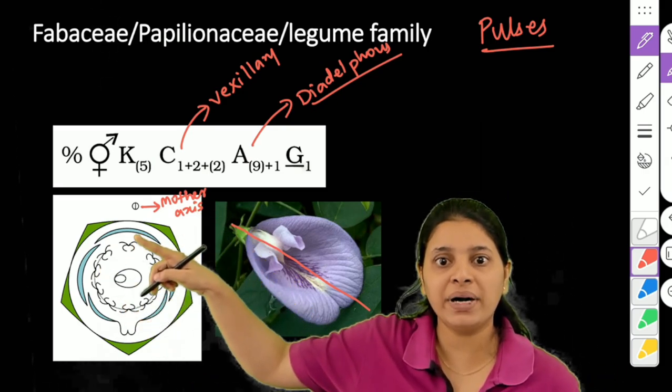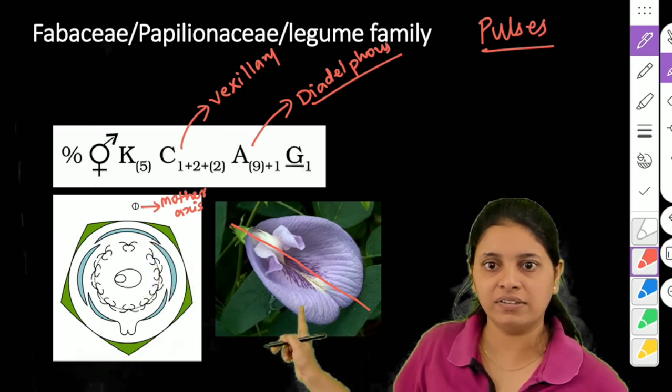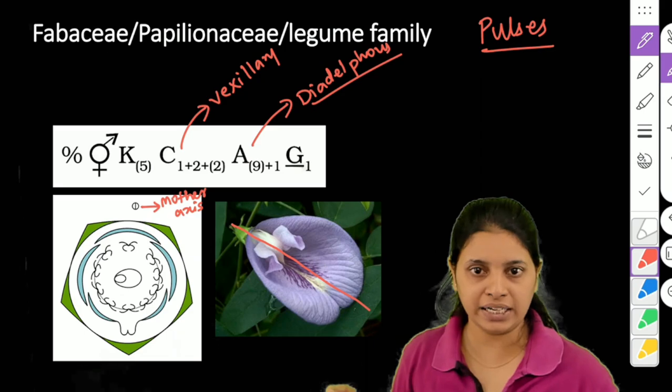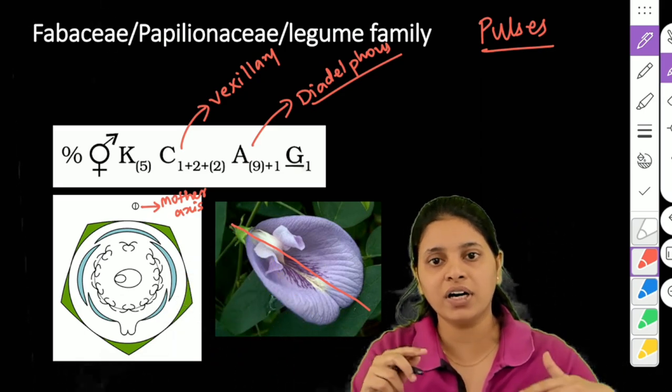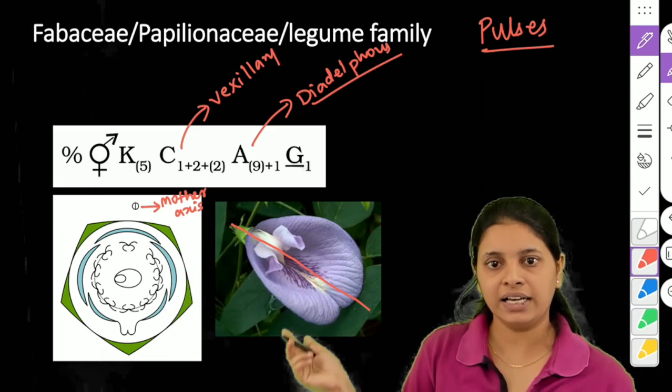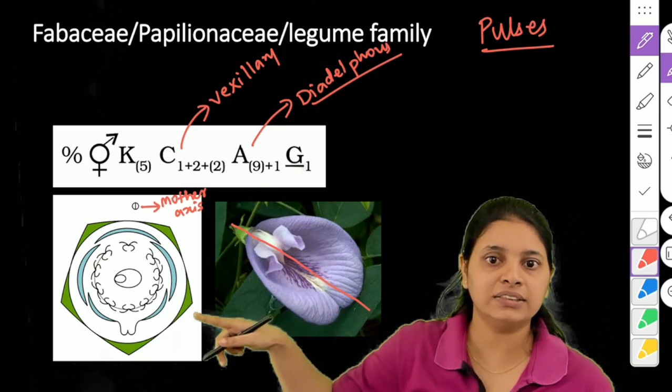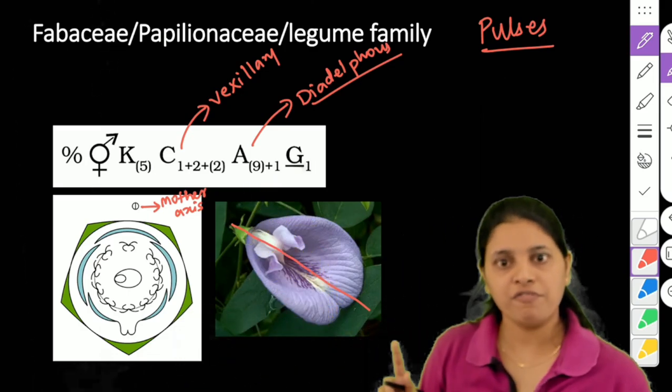The standard petal over here, this large petal, right? This one, this is posterior and keel will be anterior, surrounded or covered by the 2 lateral wings and then the standard. So this is the floral formula and this is the floral diagram of Fabaceae.